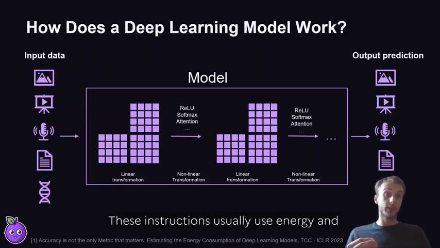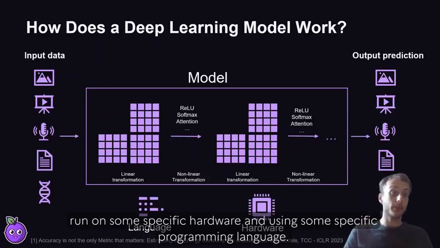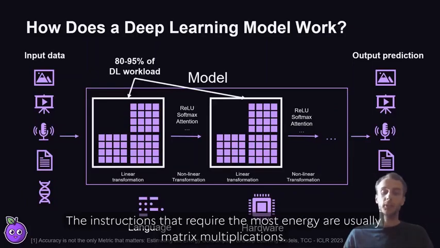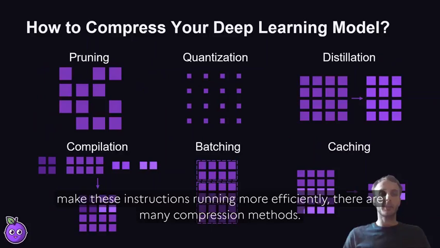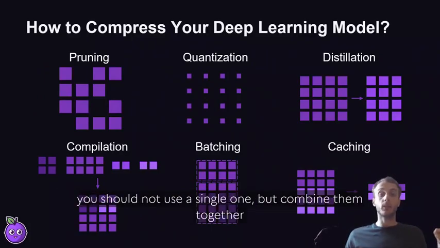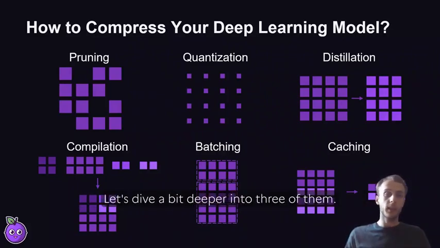These instructions usually use energy and run on some specific hardware and using some specific programming language. The instructions that require the most energy are usually matrix multiplications. To make these instructions run more efficiently, there are many compression methods. Here you can see 6 of them, and the idea is that you should not use a single one, but combine them together to get the best efficiency gains. Let's dive a bit deeper into 3 of them.